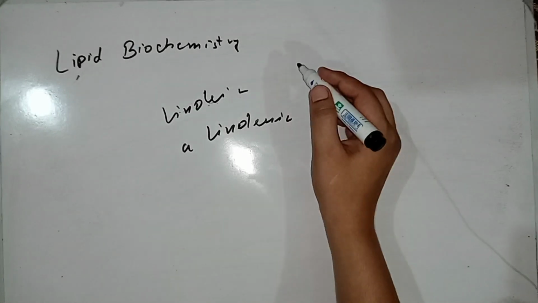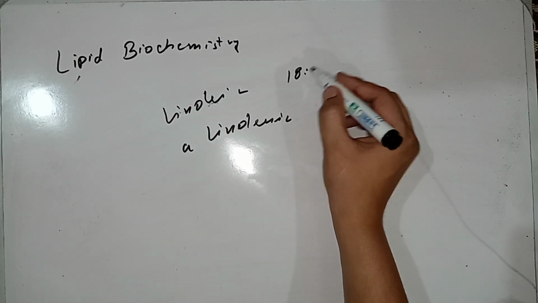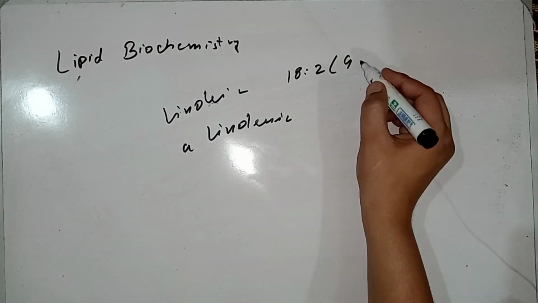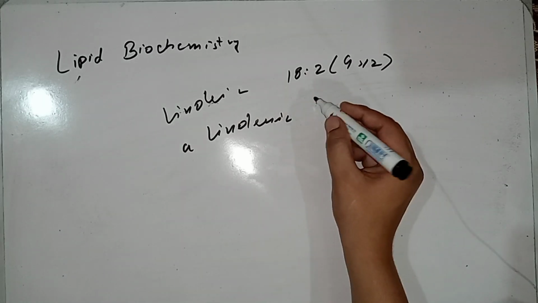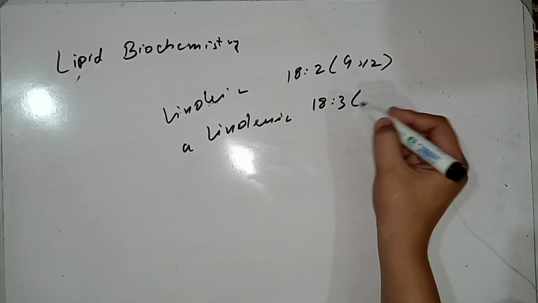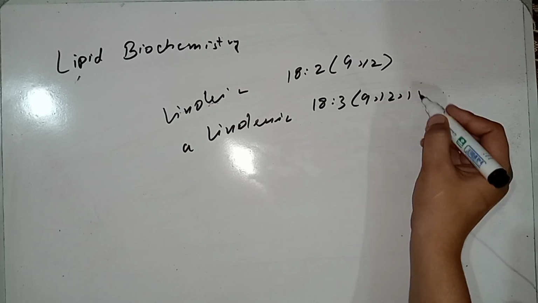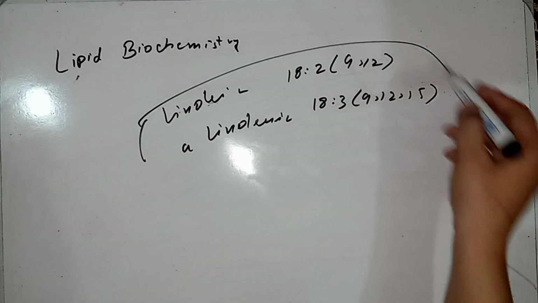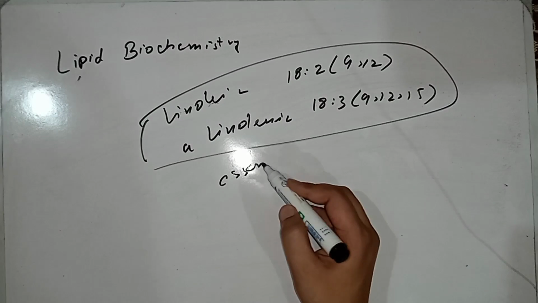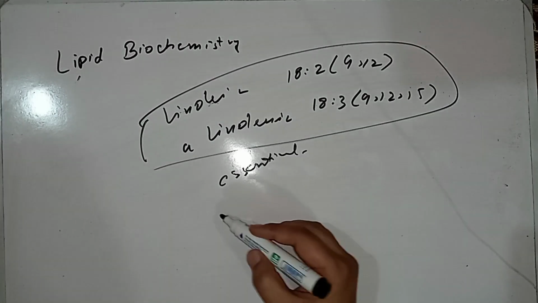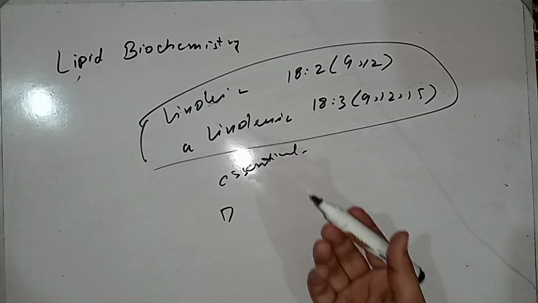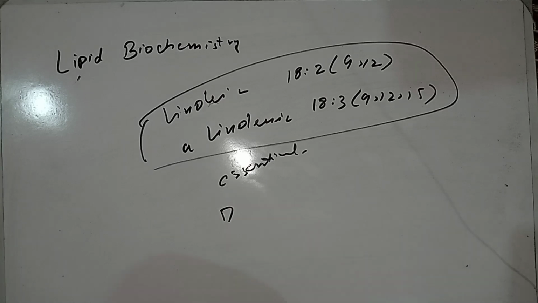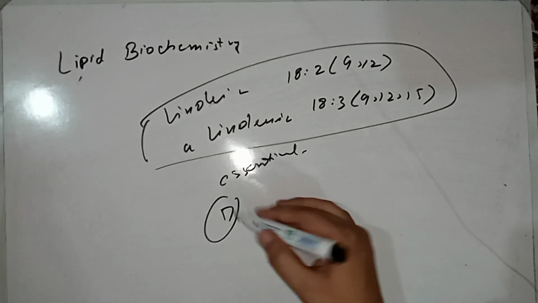Two fatty acids are very important: linoleic acid and alpha linolenic acid. Linoleic acid is 18:2, 9 and 12, and alpha linolenic acid is 18:3, 9, 12 and 15. So these both are essential fatty acids. We cannot synthesize them. If the diet is deficient, it leads to diarrhea, dermatitis and dementia. So these are the symptoms of deficiency of essential fatty acids, and we obtain them from plants.